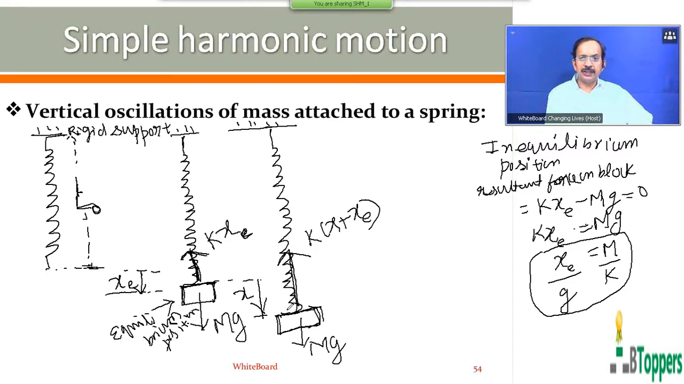In the third figure, I have shown the instant when the block is at some distance x below this equilibrium position. That means the block is further pulled down below this equilibrium position through some distance and released from rest. Then it performs vertical oscillations. It can be shown that these oscillations are simple harmonic. We are discussing the mathematical part for that. So the elongation of the spring from its natural length at the instant when the block is a distance x below the equilibrium position is x plus xe. So the magnitude of the elastic force by the spring is k into x plus xe.